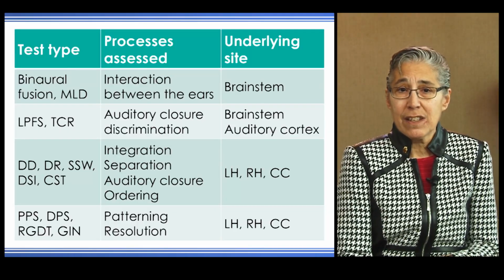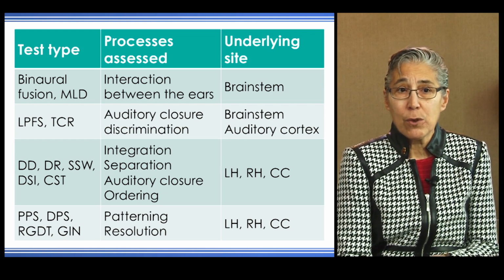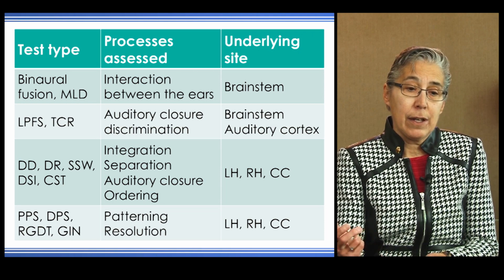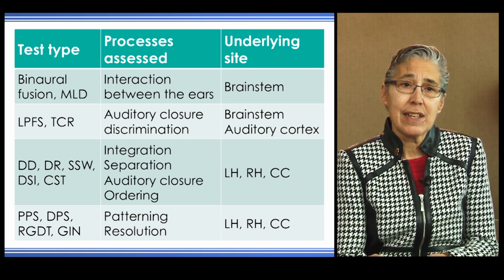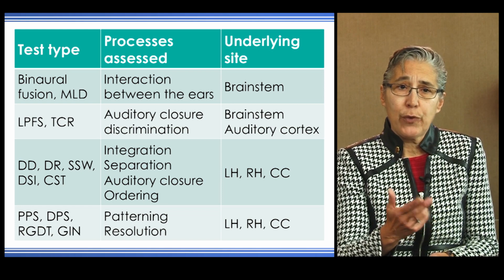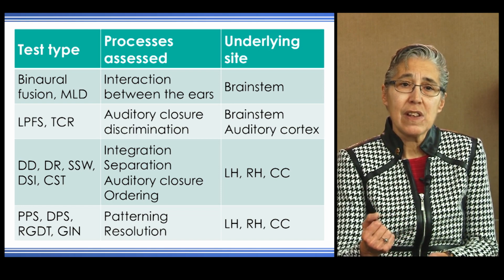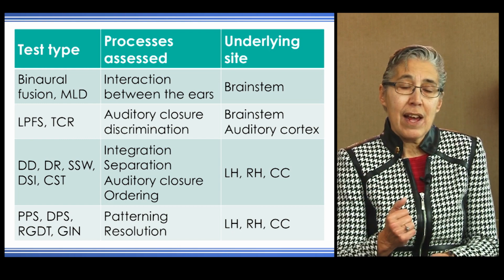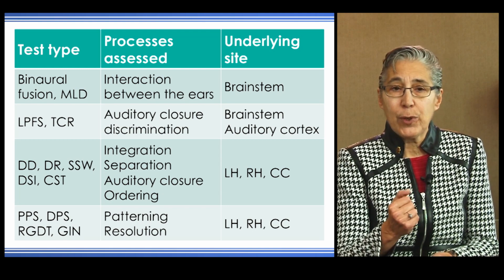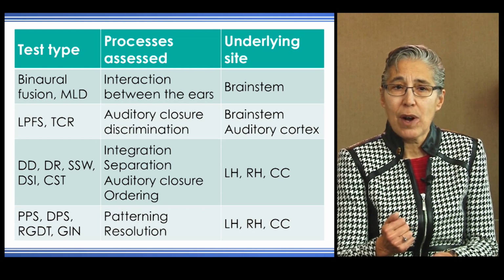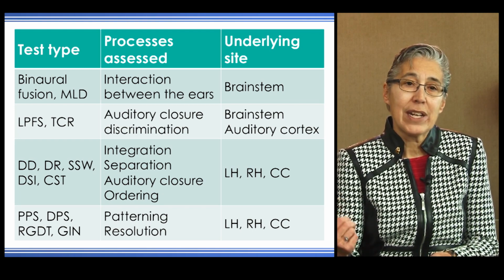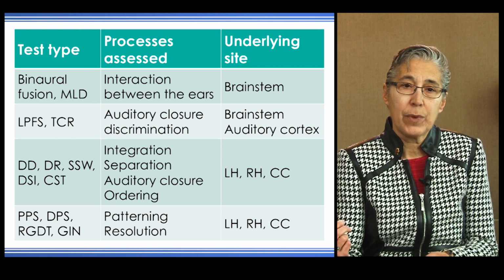This is just a graphic to show you some of the tests that we use and the areas that underlie those skill sets in the central nervous system. Binaural fusion here and masking level difference get at the brainstem level interaction between the two ears. Your degraded speech tasks, as we call them, are low-pass filtered speech and TCR, time compression. This is looking at that cortical and high brainstem-based auditory closure and discrimination.